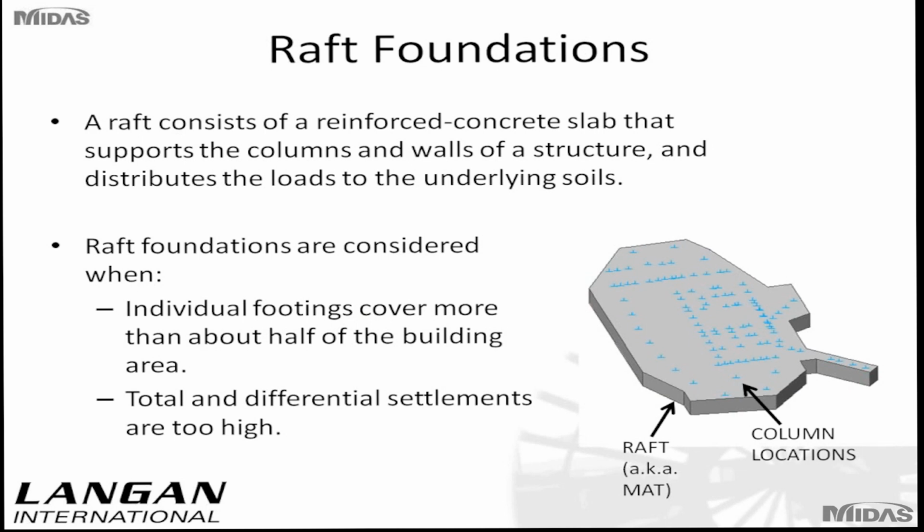Now, what is a raft foundation? It consists of a reinforced concrete slab that supports the columns and walls of a structure and distributes the loads to the underlying soils. Raft foundations are considered when individual footings cover more than about half of the building area, and when those footings cause total and differential settlements that are too high for the structure to take. On the right, we can see an example of a raft, also known as a mat, of a case study we're going to be seeing later, and the little dots represent various column locations and wall locations at the top of the raft.